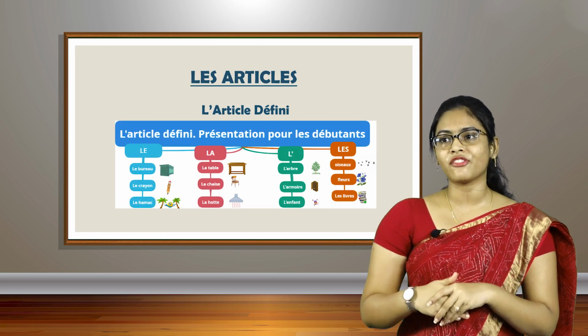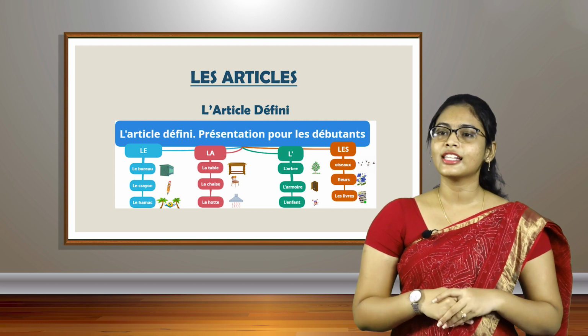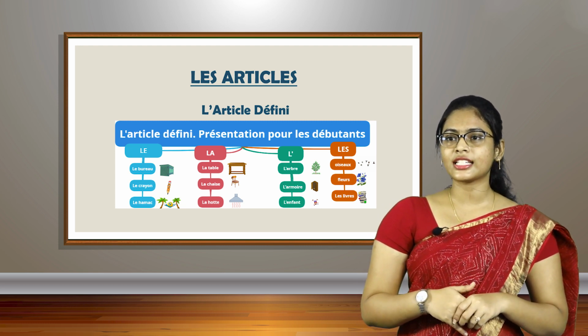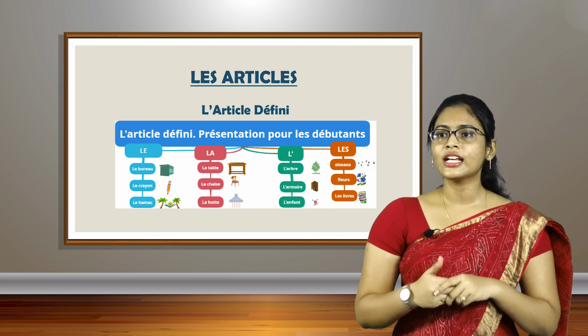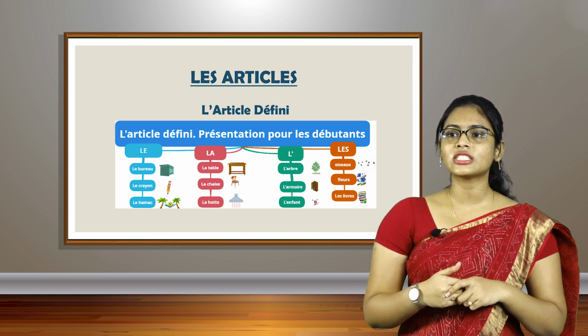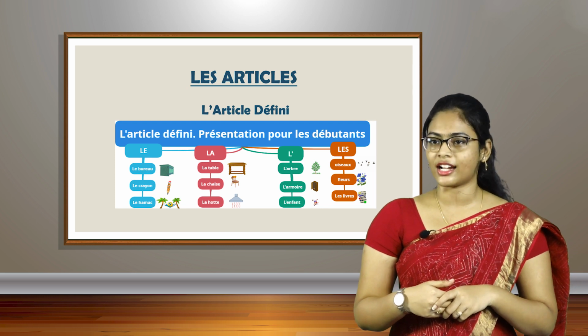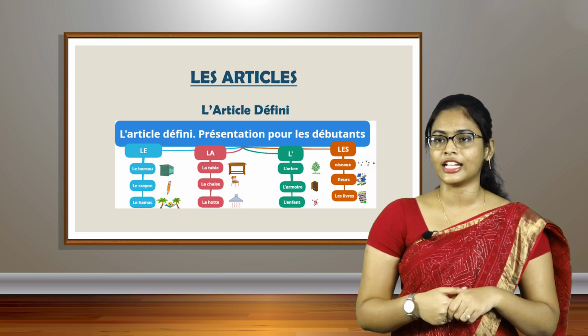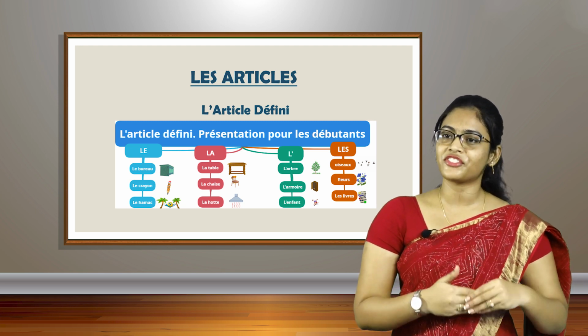Nous commençons avec les articles. Les articles. Okay, so what do you know about articles? In English, to define something, we use an article. We have two types of articles: one is the definite article and the other is the indefinite article. In French we have the same.